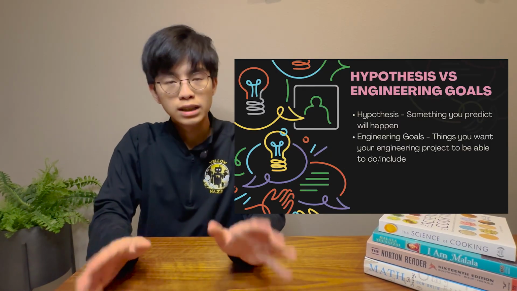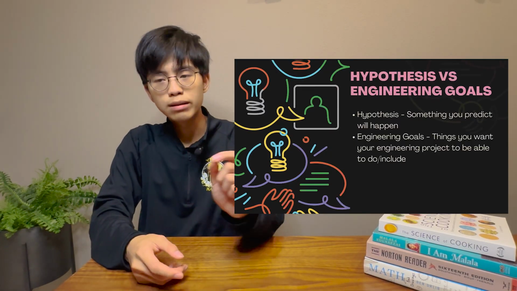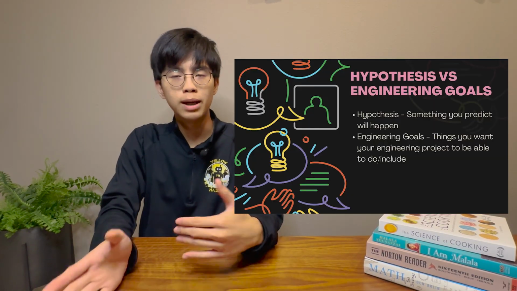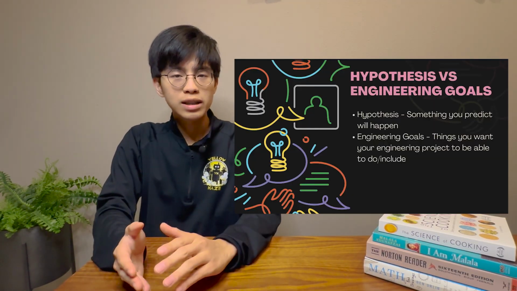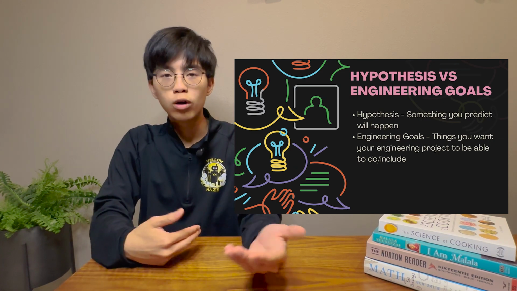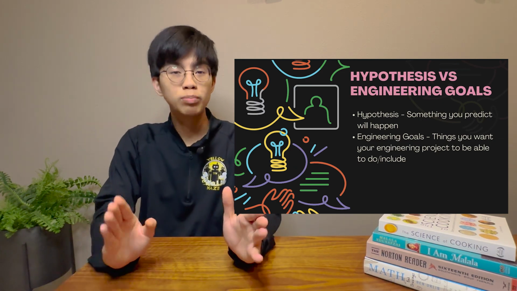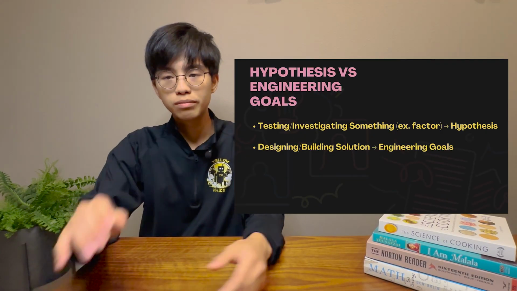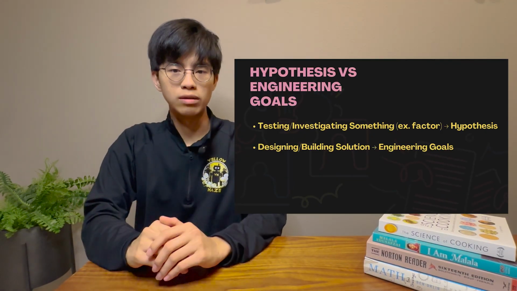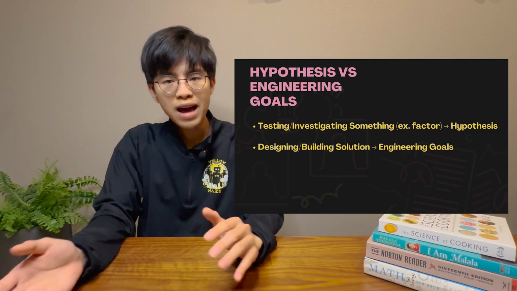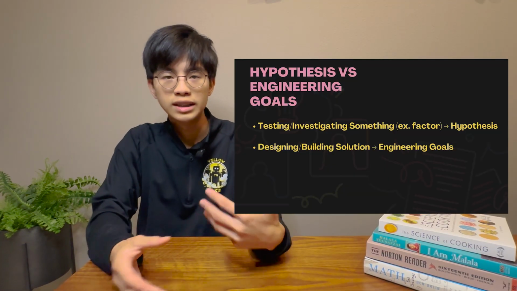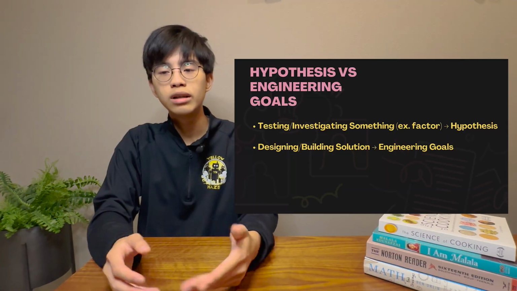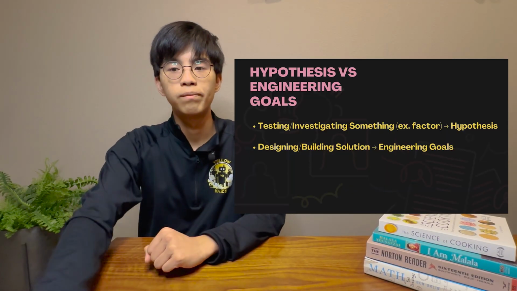Firstly is a hypothesis versus an engineering goal. A hypothesis is something you predict will happen, while an engineering goal is things you want your engineering project to be able to do or include. For a hypothesis, you'll be making an educated guess based on what you've learned through your research, while for an engineering goal, you're basically writing out what you want your project to be able to achieve when it's done. Now, here's a simpler comparison as well. If you're testing and investigating something like a factor, right? You're testing whether a factor causes some kind of change, you're going to use a hypothesis. But if you're designing and building a solution, then you will use an engineering goal.